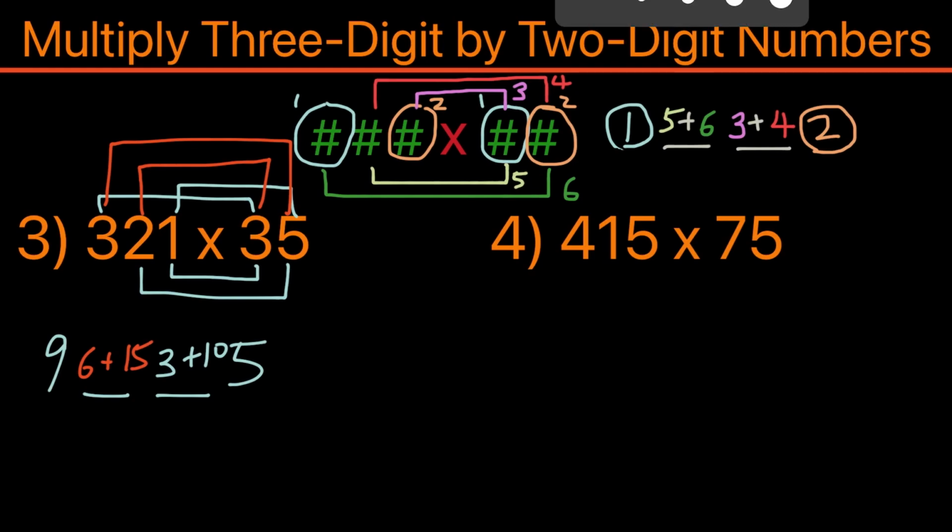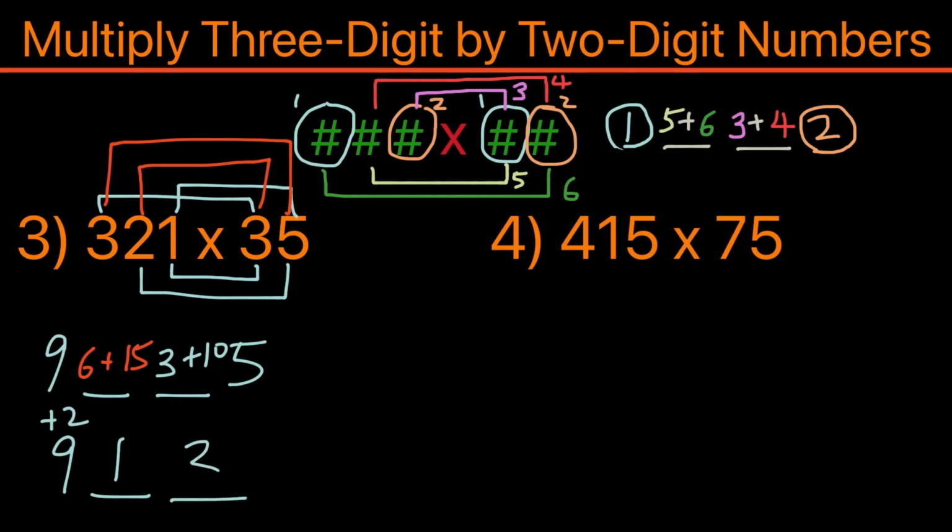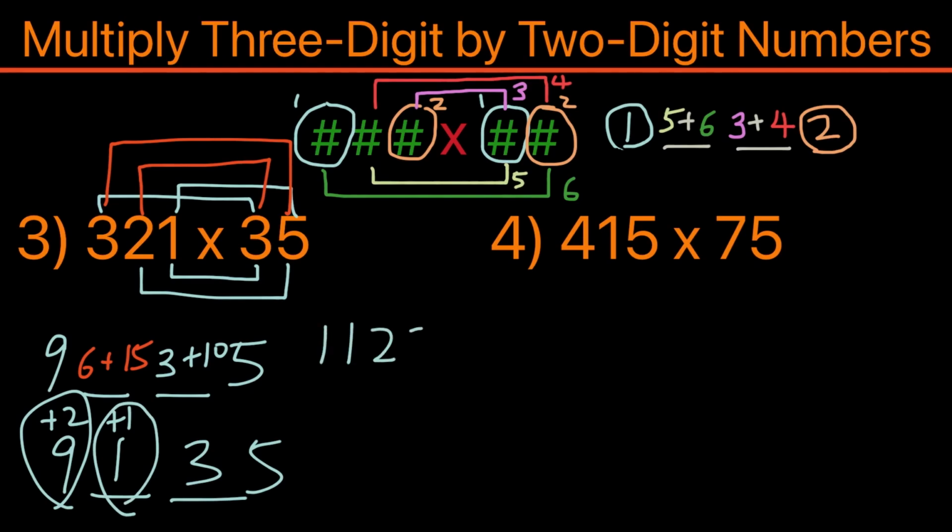Okay, so now we're gonna add them together. Have 9, then we have 21, and then 13, and adding the 9 and the 2, and then 1 and the 1, we will have 11, 2, 3, 5. And inputting that in the calculator, you will see 321 times by 35 is 11,235.